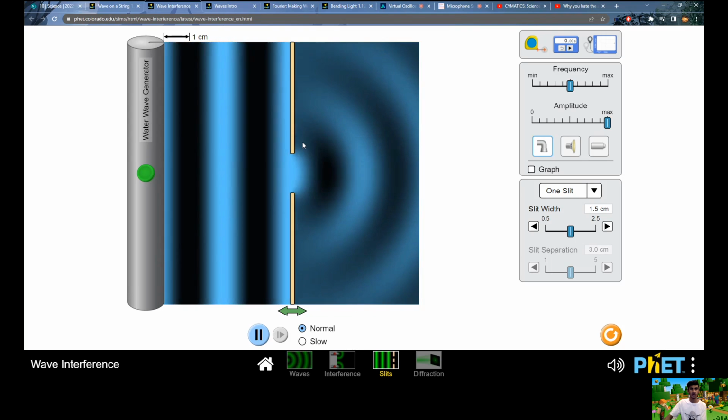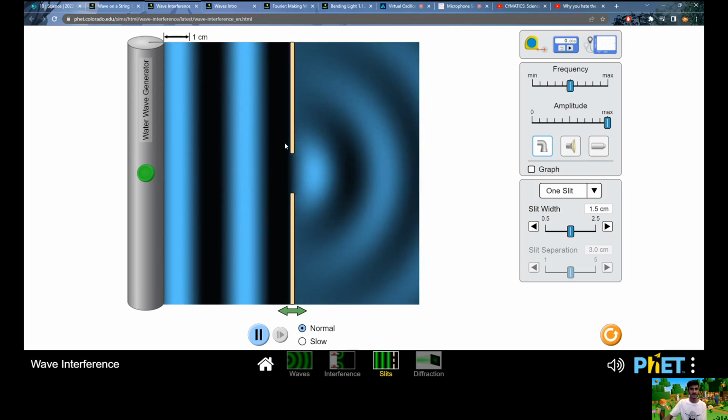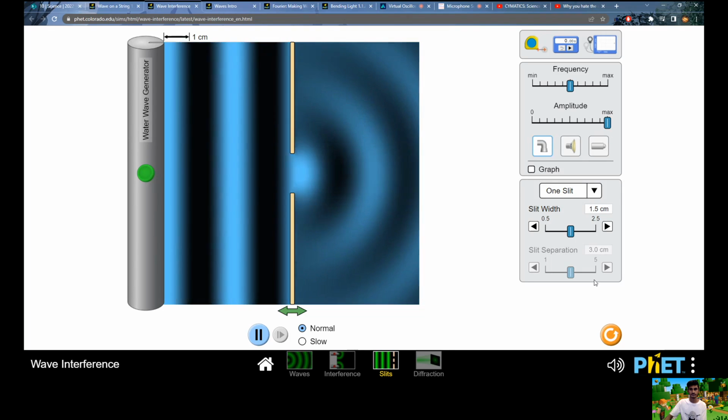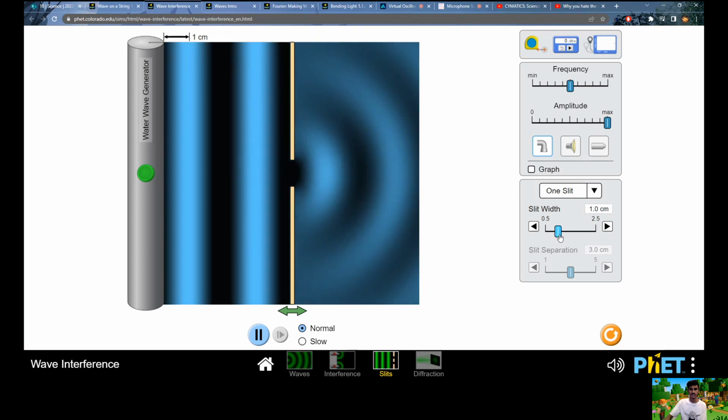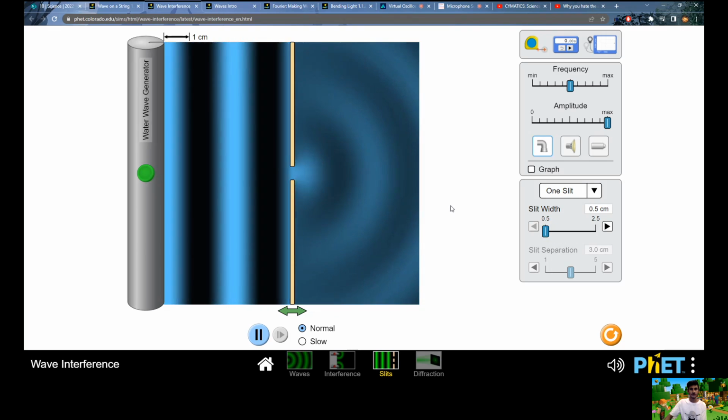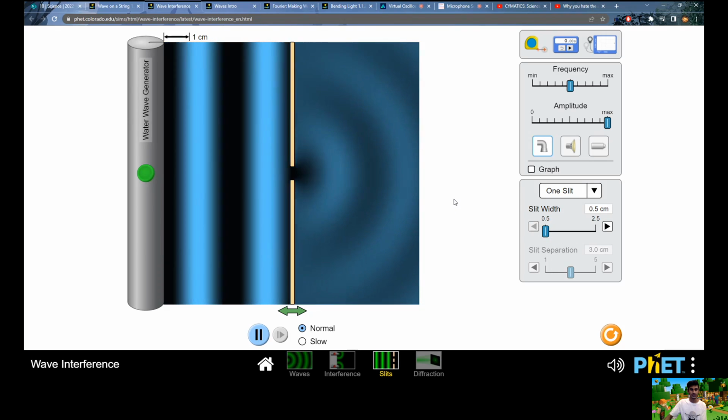And that's something that we call diffraction, the property of a wave to bend around a narrow slit or a corner. If I had to make the slit slightly narrower, or a lot narrower, we can see that bending is a lot more pronounced.